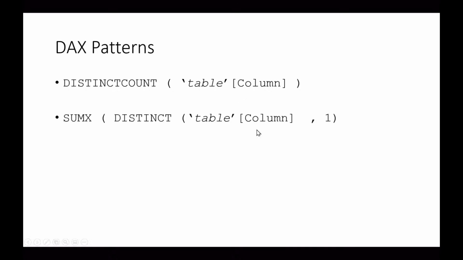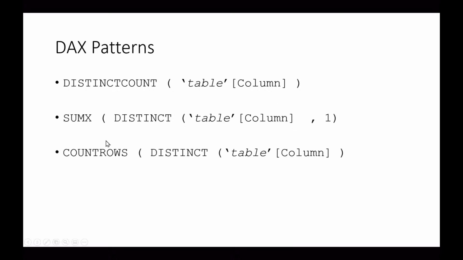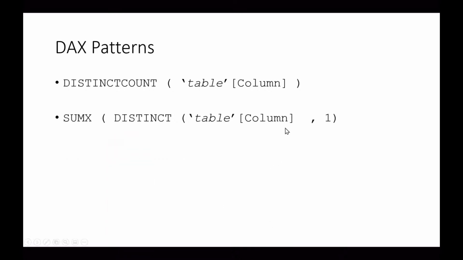The other one that is quite interesting, and you wouldn't necessarily think of it unless you'd seen the pattern before, is using one of the iterators called SumX. Now, iterators in DAX perform a grouping for you. The first parameter that's passed to the SumX function is a list of values. In this case, we're providing a distinct list of values.